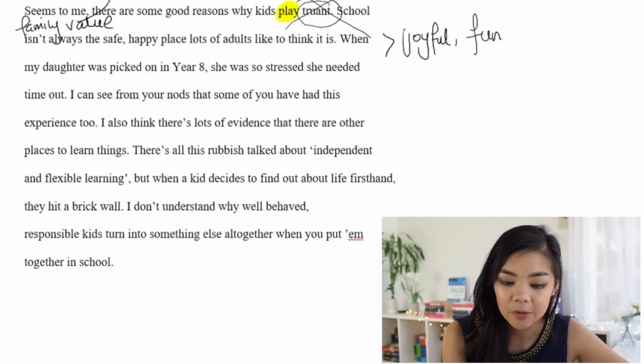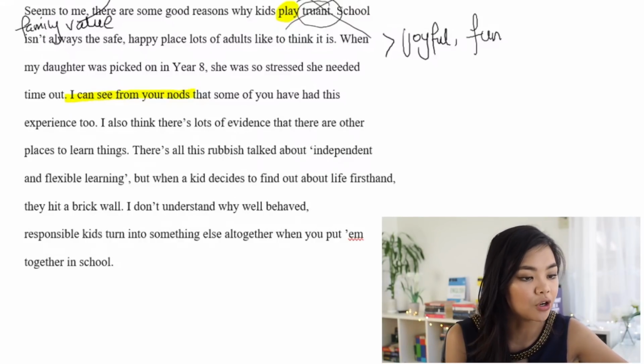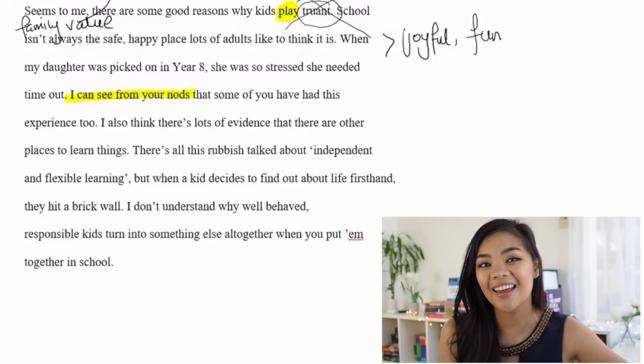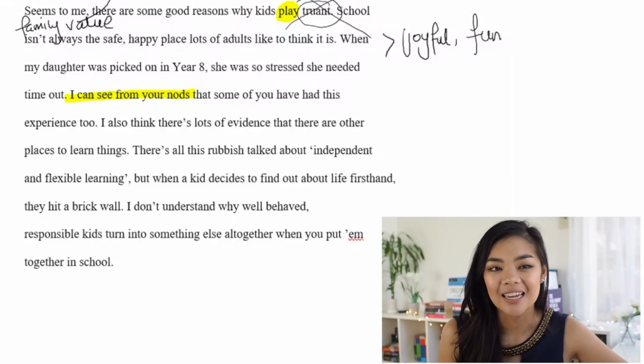If we skip ahead a little bit, he even says, I can see from your nods. So here again, it's like the collective response. He's already indicating through his speech that everyone pretty much agrees with him, and so should you.